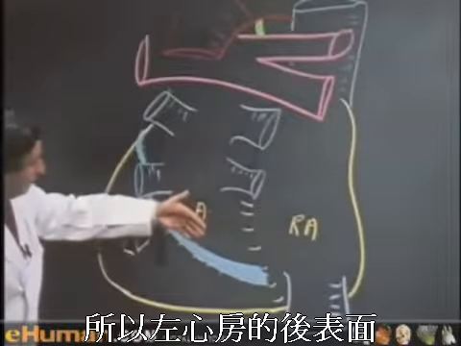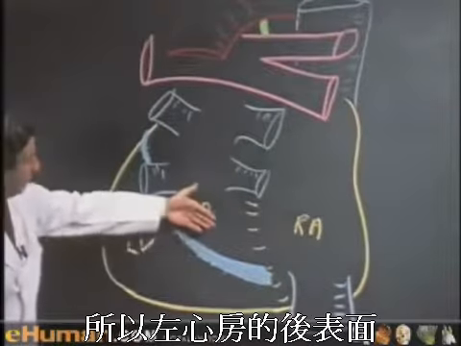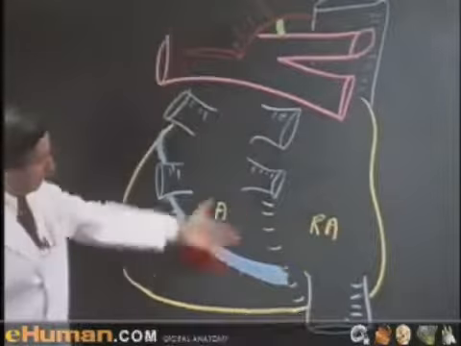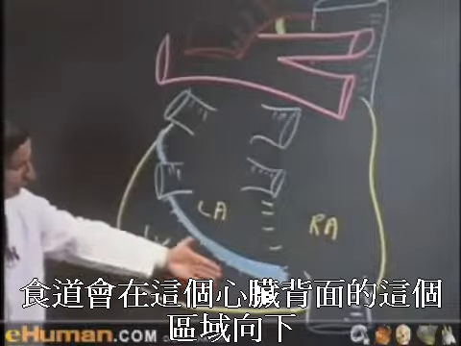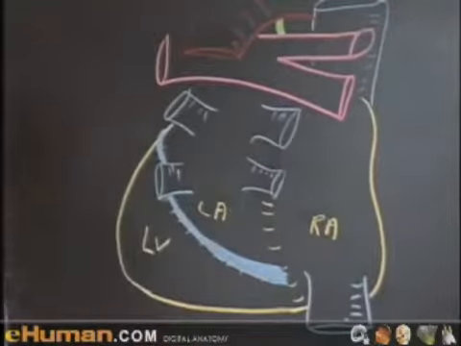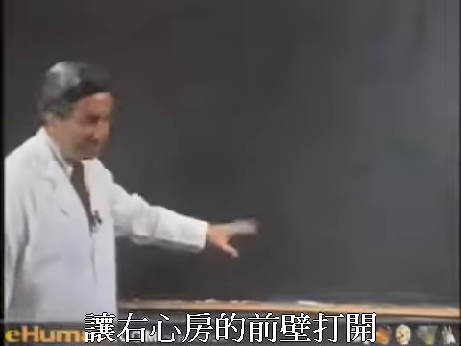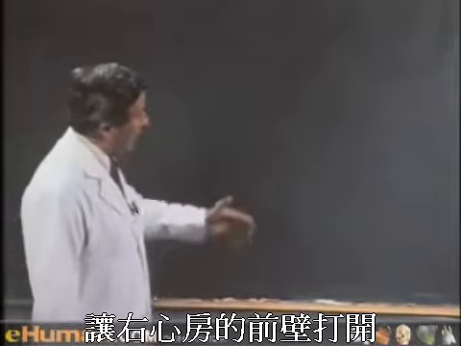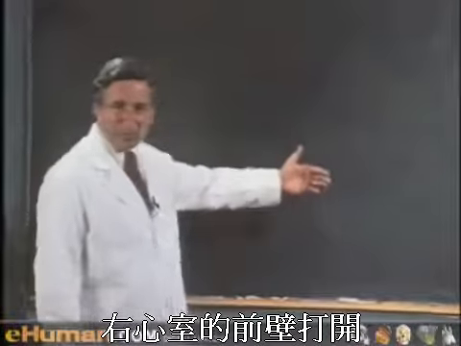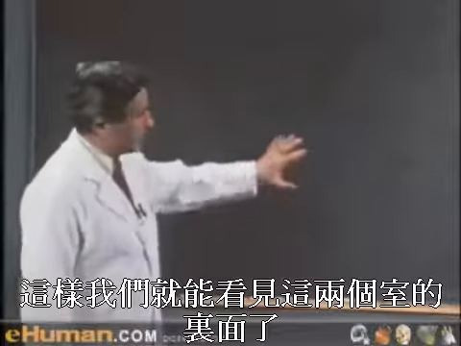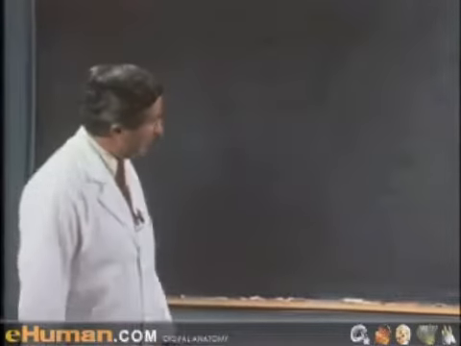So this posterior surface of the left atrium is directly related to the esophagus, which will come down behind the heart in this area. Now let us build up the heart from the anterior surface, leaving the anterior wall of the right atrium open and the anterior wall of the right ventricle open, so that we can see the inside of these two chambers.